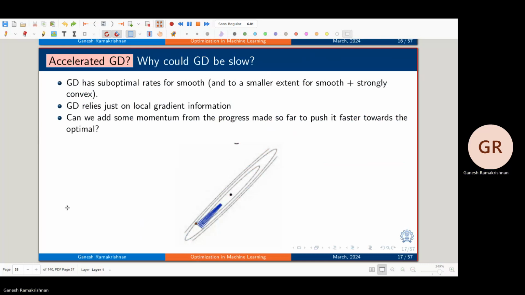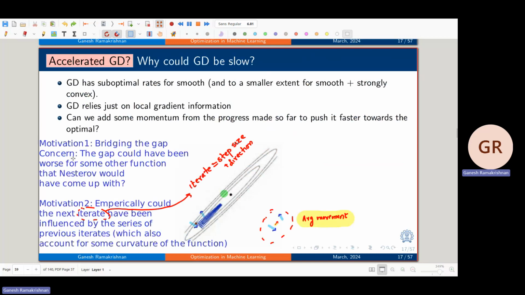Okay, now we are going to apply a little bit more intuition here. Just look at the two motivations. First is bridging the gap. The concern is the gap could have been worse for some other function than Nesterov would have come up with. So Nesterov came up with this idea of momentum. The second motivation is empirically, could the next iterate have been influenced by the series of previous iterates? Irrespective of the theoretical motivation, why can't we just exploit the previous iterates? Not a bad idea at all.